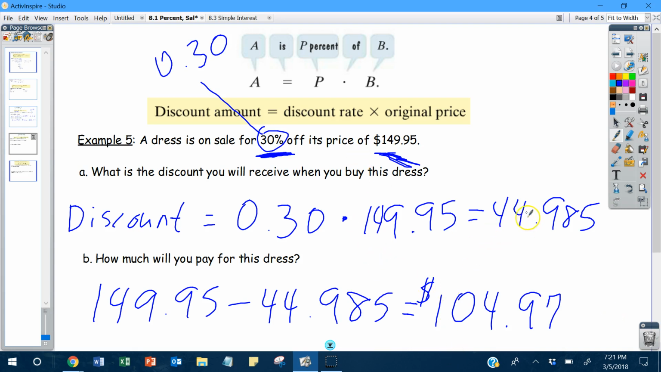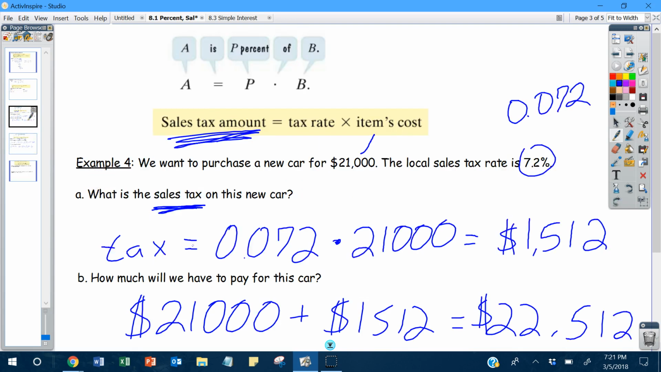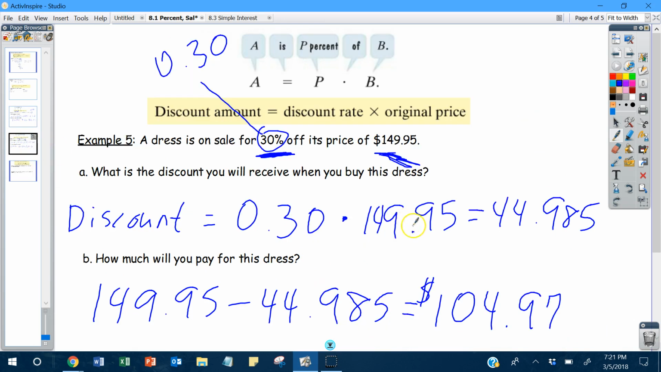The 30% off of $149.95 is $104.97. So that's what we're actually going to pay. Otherwise, this worked exactly the same as the tax problem. Tax problem, we calculated the tax first, and then we had to add that on. The discount problem, we calculated the discount first, and we just subtracted it because it's a discount.